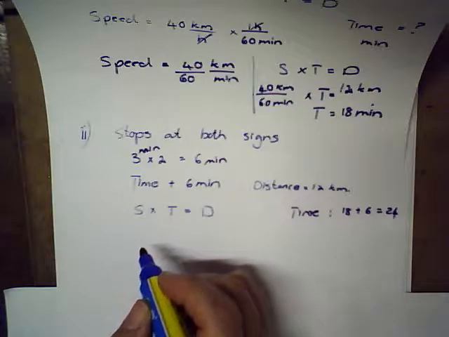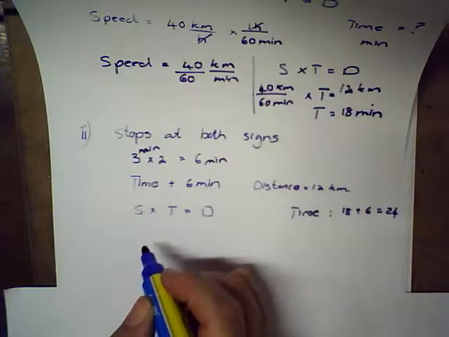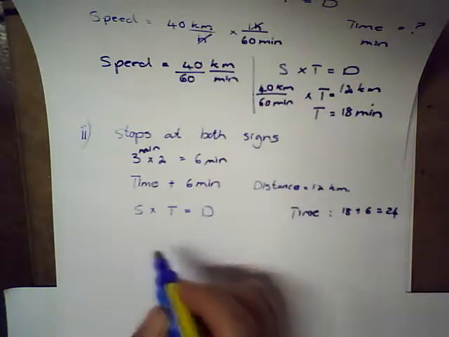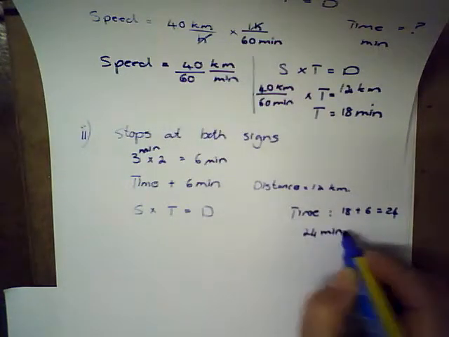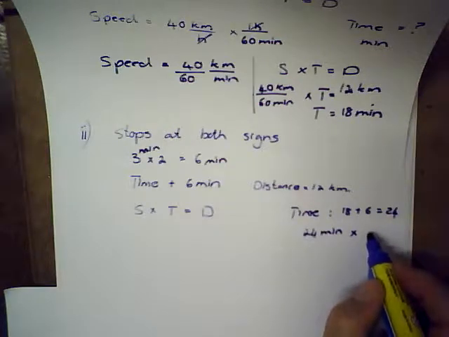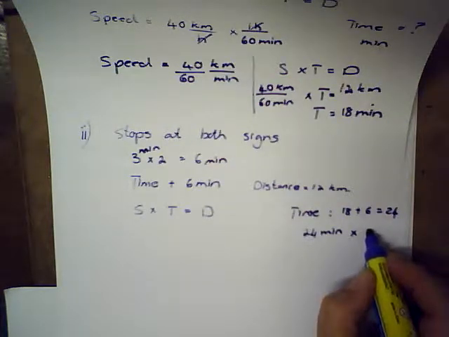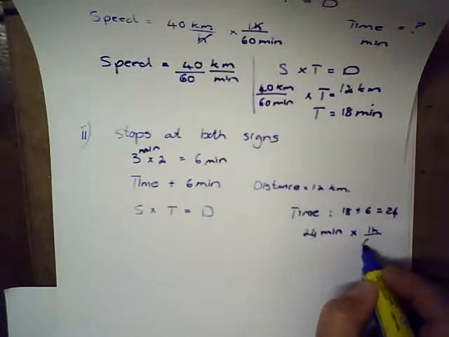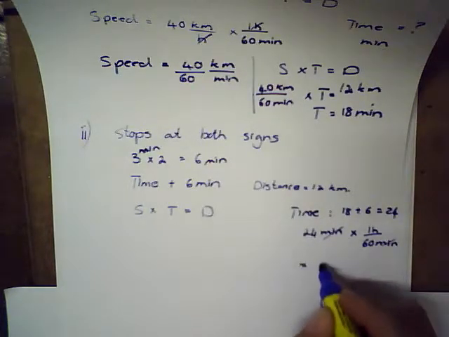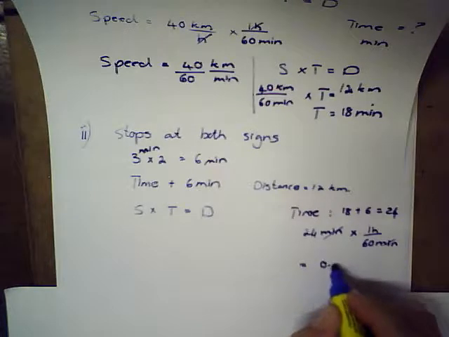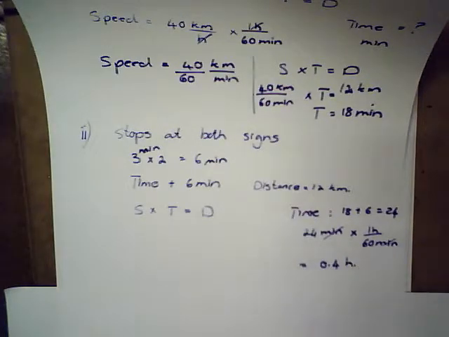Okay, now, sorry, do we need it in something? Yeah, we need it in kilometers per hour. So 24 minutes, I've got to change it to something in terms of hours. So I know that 1 hour is 60 minutes. Minutes and minutes will cancel out. If I plug that into my calculator, I get 0.4 hours.